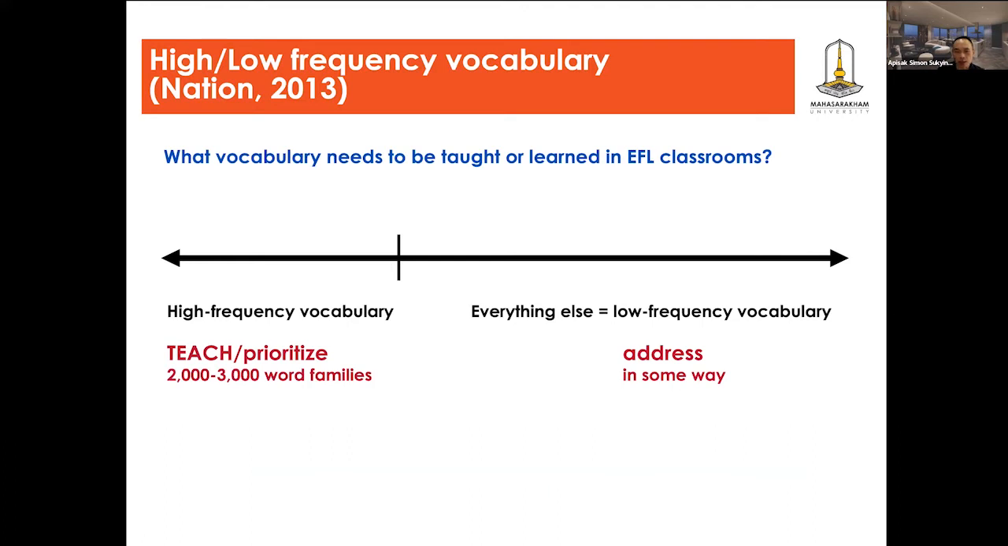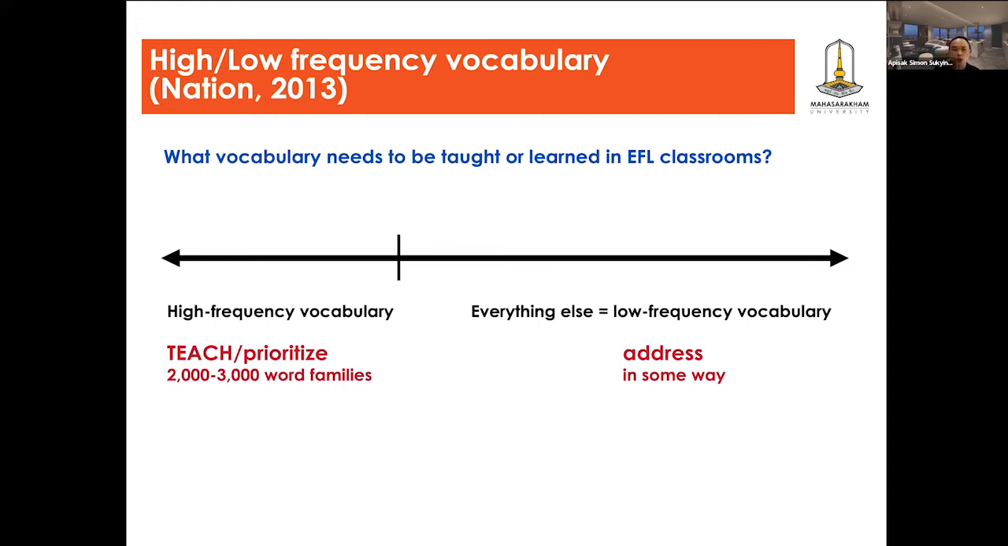Nation 2013 said to divide vocabulary into categories: high frequency vocabulary and low frequency vocabulary. High frequency refers to easy vocabulary. Why do we say it is easy? It is easy simply because these words mostly appear or occur in general text.